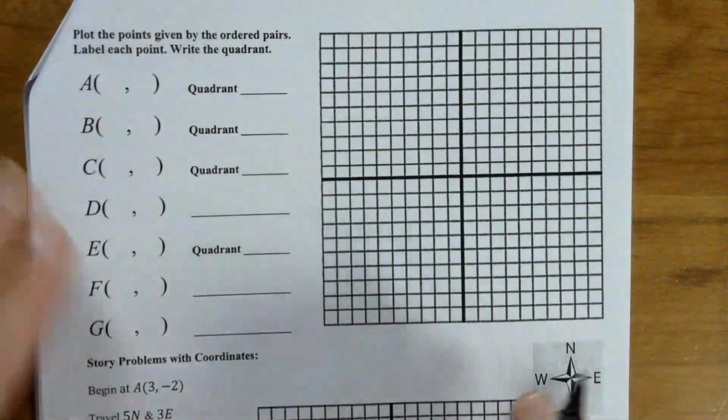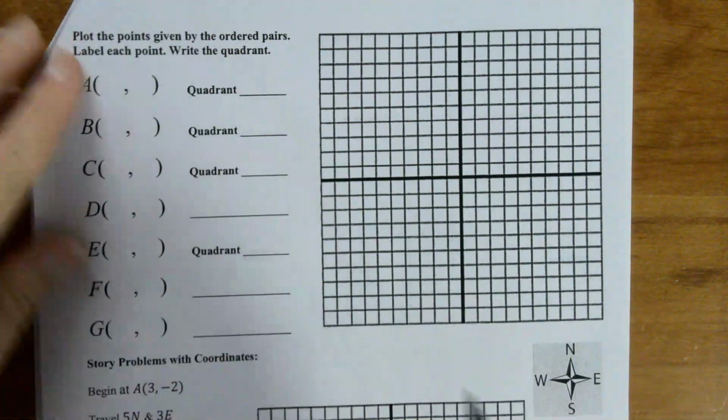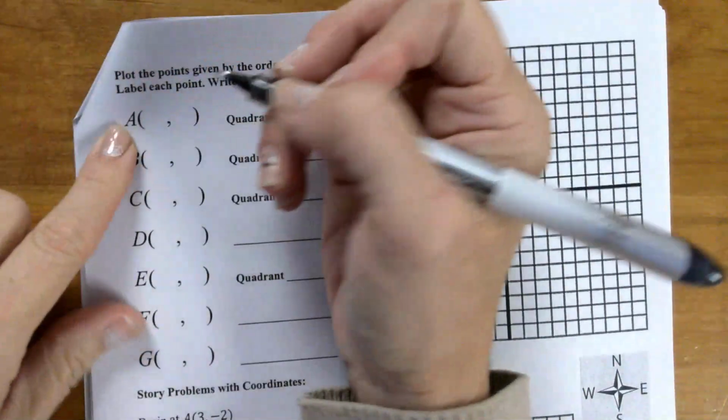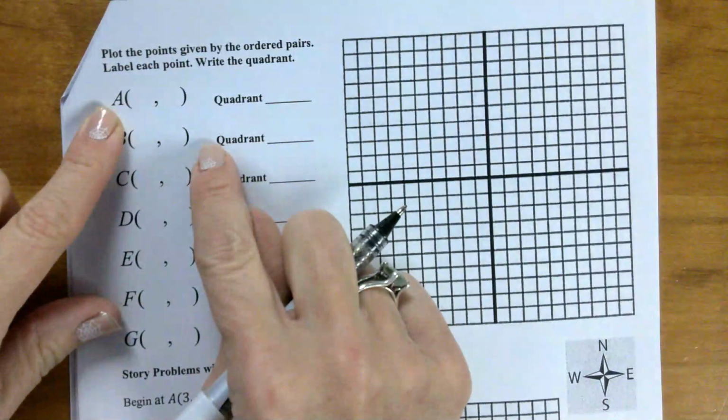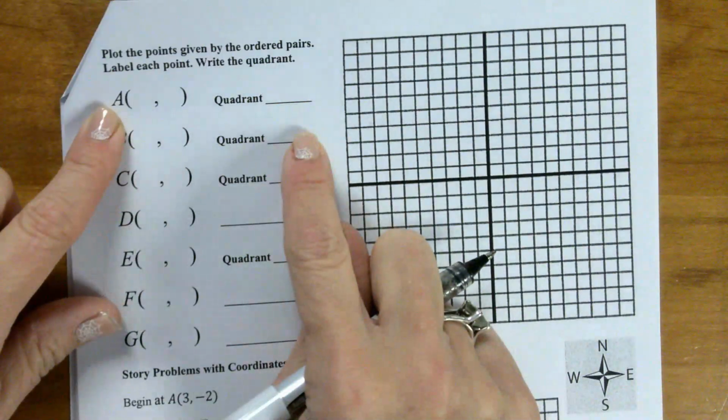Okay, so I'm going to put some points on here. Plot the points given by the ordered pairs. You're going to write these ordered pairs down, go plot them on the graph, and give me the quadrant.